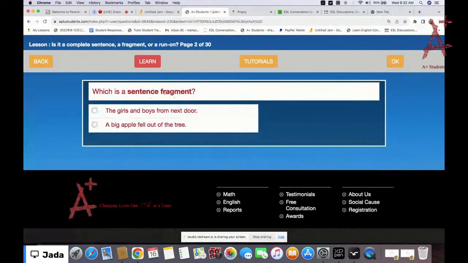Now we need to find a sentence fragment. A sentence fragment is the one that is missing either a subject or a verb. The girls and boys from next door. A big apple fell out of the tree. So a big apple fell out of the tree is a complete sentence. Then the girls and boys from next door. So you cannot just say the girls and boys from next door. What happened to them? Yeah, we know. But what's going on with them? What are they doing?